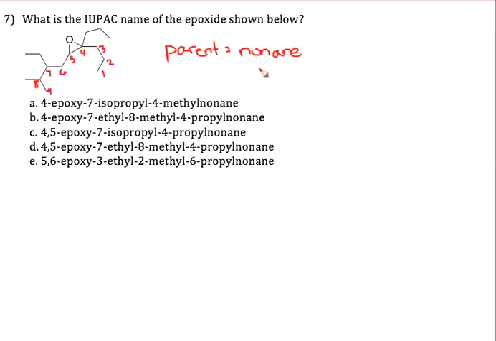Okay, we can write out our substituents. We have a 4-propyl group. We have a 4,5 epoxy. We have a 7-ethyl. And an 8-methyl.